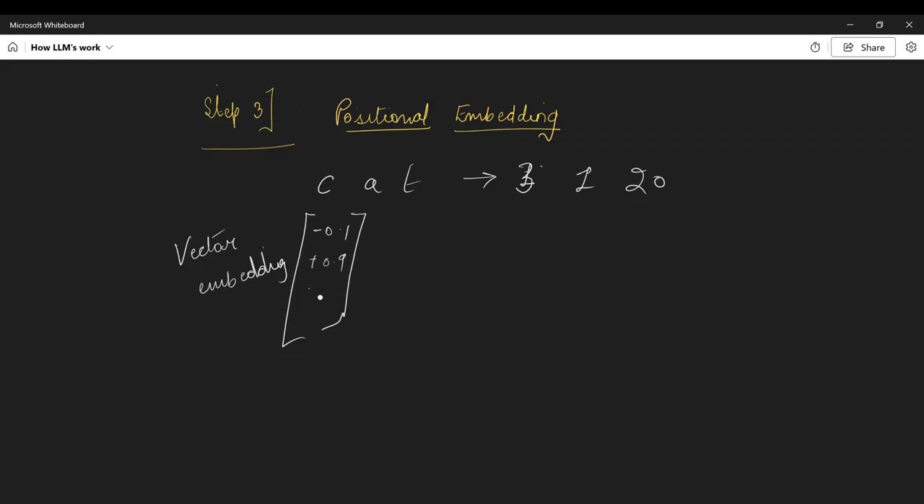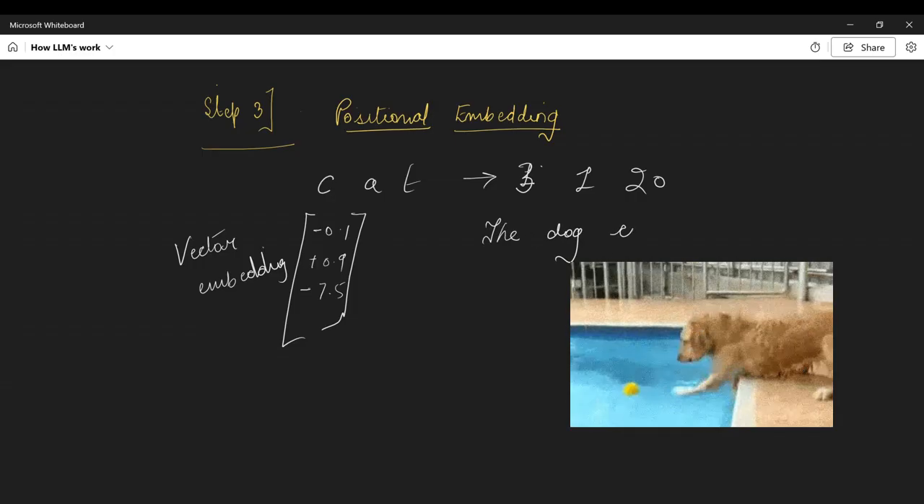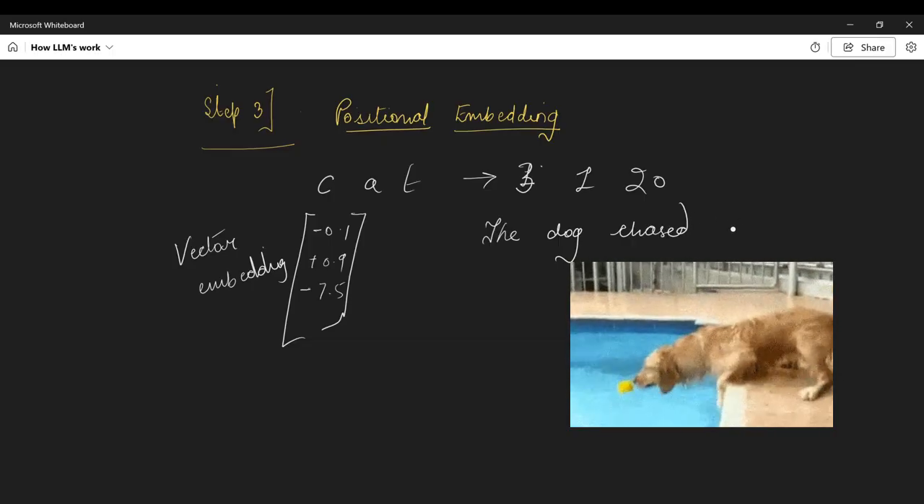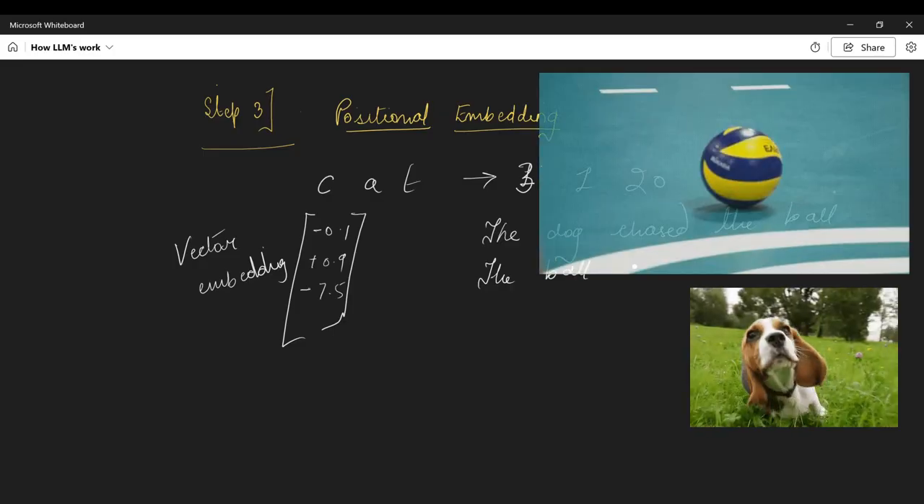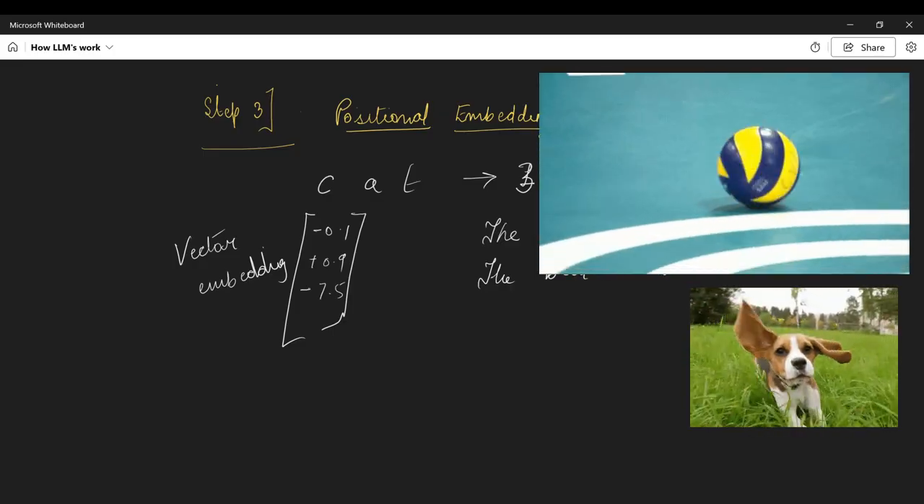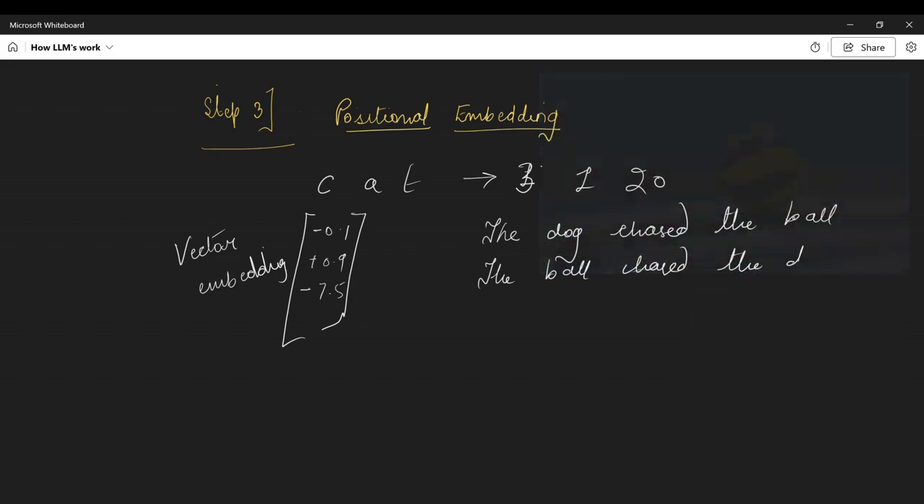But sentences can change meaning if the words are kept in a different position. Like, the dog chased the ball, and the ball chased the dog. These are two totally different sentences.